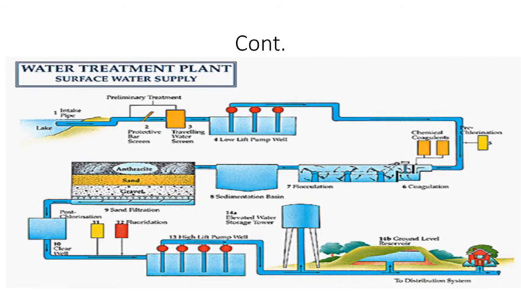Basically, the filters are of two types: slow sand filters and rapid sand filters. These two belong to the group of gravity filters. And the next filter is the pressure filter.